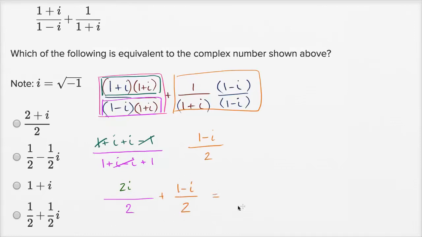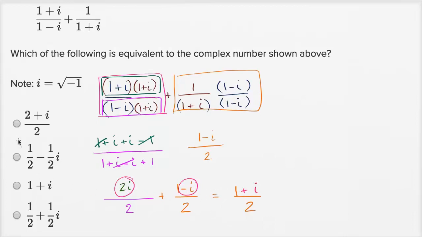Well, what's that going to be? Our denominator is going to be 2. You could say we have 2i halves plus 1 minus i halves. So how many halves is that going to be? Well, this has no real parts, so we want to add the imaginary parts. We have the 1 from this one, and then we take 2i and subtract i from that. 2i minus i is going to be i. So it's going to be 1 plus i over 2.